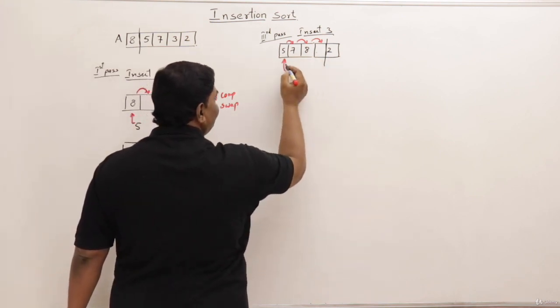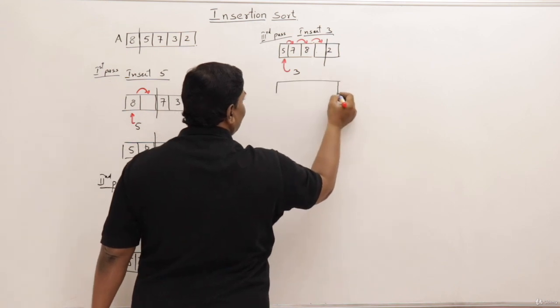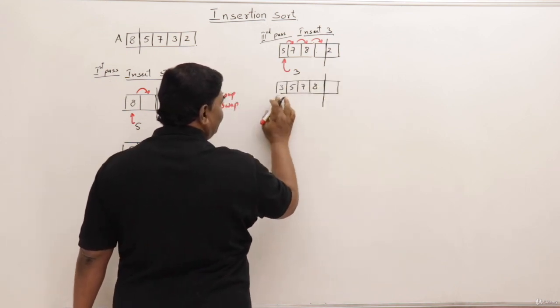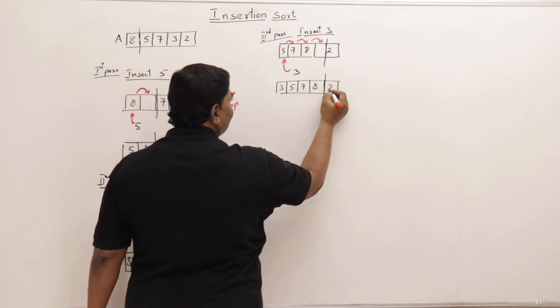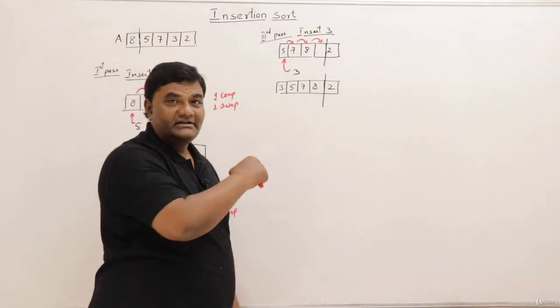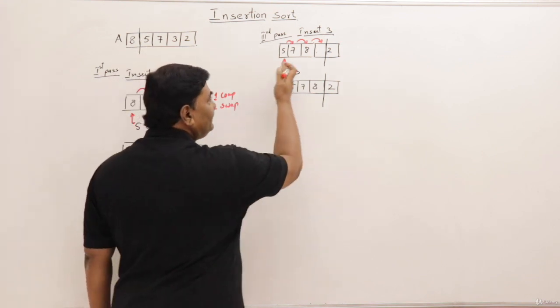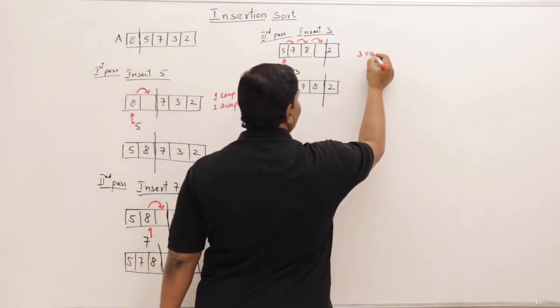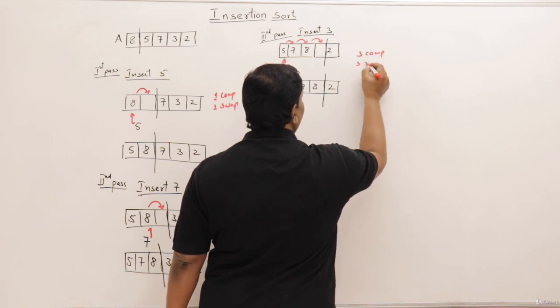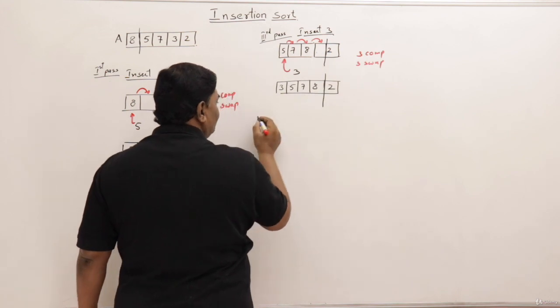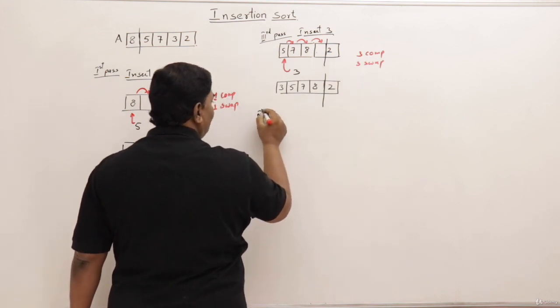After shifting and inserting 3, the list looks like this. Till here the list is sorted: 3, 5, 7, 8. Then this is 2. Here, how many comparisons and how many swaps are done? 3 comparisons and 3 swaps, right? These are maximum. Now one last element is remaining, 2. So this is the fourth pass we will perform.